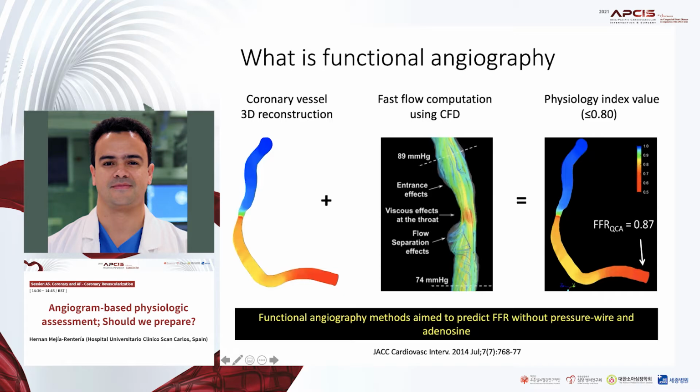Overall, all functional angiography methods are based on a three-dimensional reconstruction of the target coronary vessel using either computed tomography or invasive coronary angiography. Over the three-dimensional model, computational fluid dynamics or advanced mathematical formulas are applied to simulate the hyperemic coronary flow through the target lesion, and therefore estimate what the invasive FFR value would be, but importantly, avoiding the need for pressure wires and hyperemic drugs.